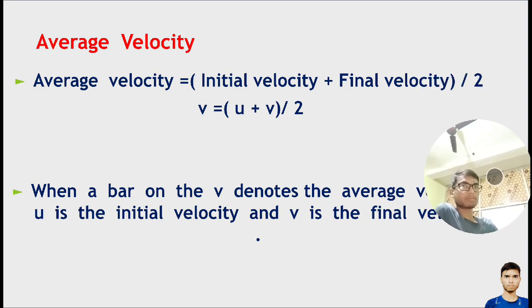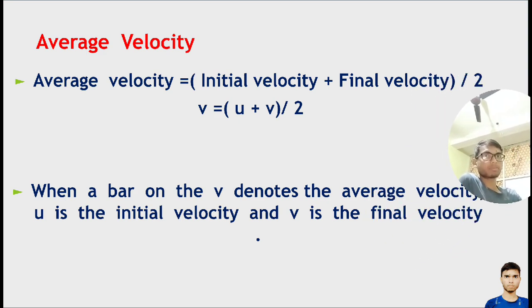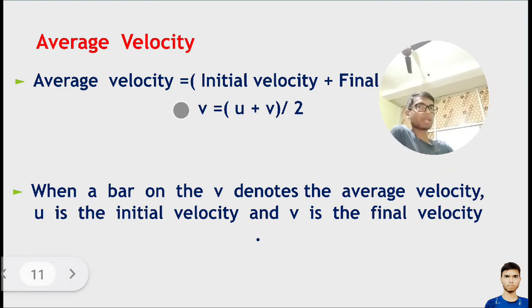Average velocity is equal to initial velocity plus final velocity upon 2. Not average acceleration, it is the average velocity. V is equal to u plus v upon 2, initial plus final velocity upon 2. After adding u plus v, we divide by 2, and then you will get the average velocity. This is the formula for calculating average velocity.